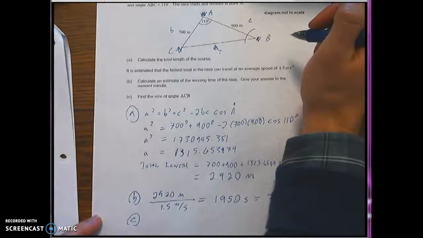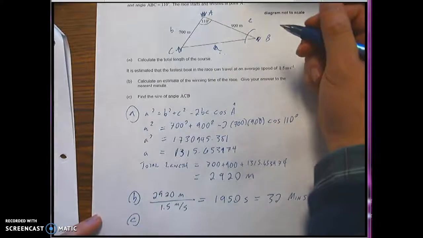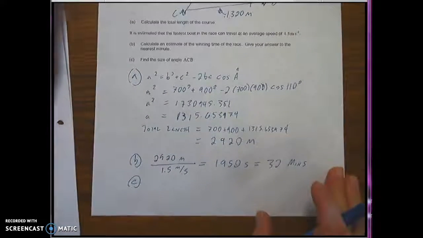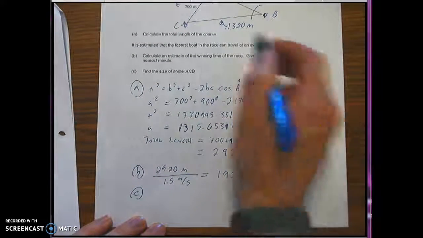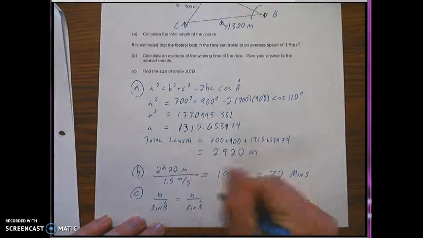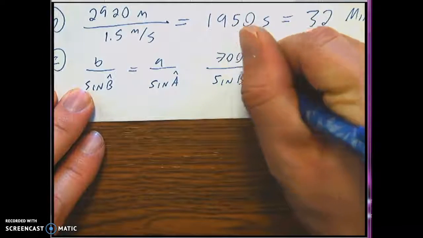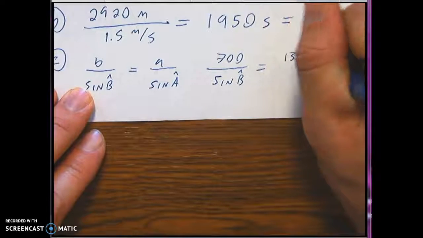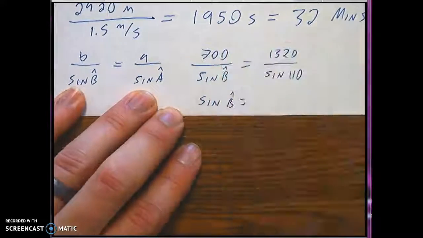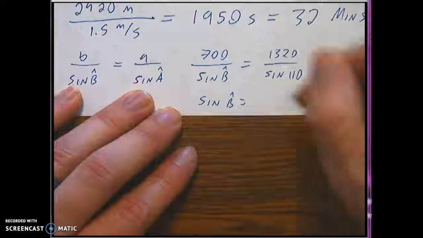So to do that, we could use the sine rule, we could use the cosine rule. We know that this side is now, let's call it, 1320 meters. So I think it's easier to just go ahead and use the sine rule to do this. So I'm going to say that sine of angle B is to B as sine A is to A. So I'm just going to plug in what I know. And what I know is that this is 700. Sine of B over 700 equals sine of 110 over the A, which is 1320. So when I cross multiply, I'm going to get sine of angle B equals 700 times the sine of 110 degrees divided by 1320, which is about 0.498.